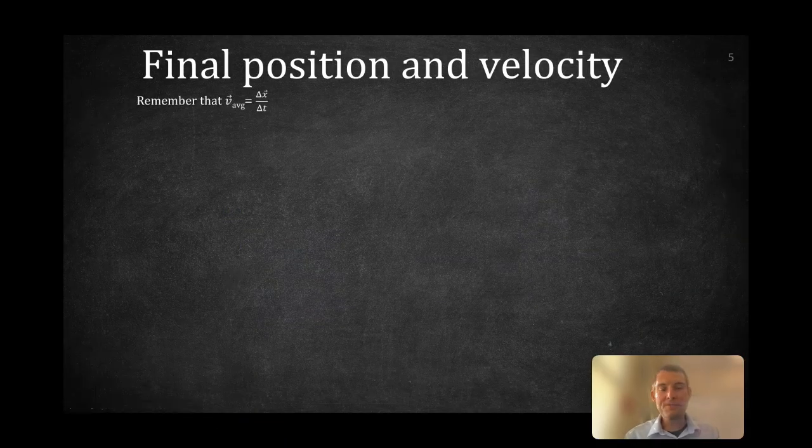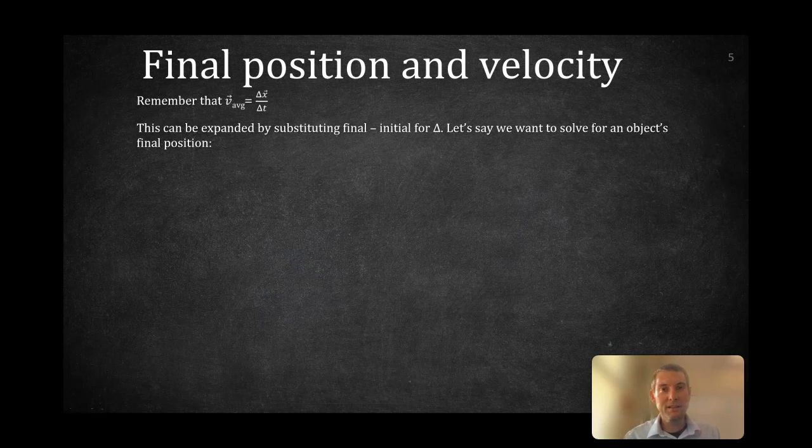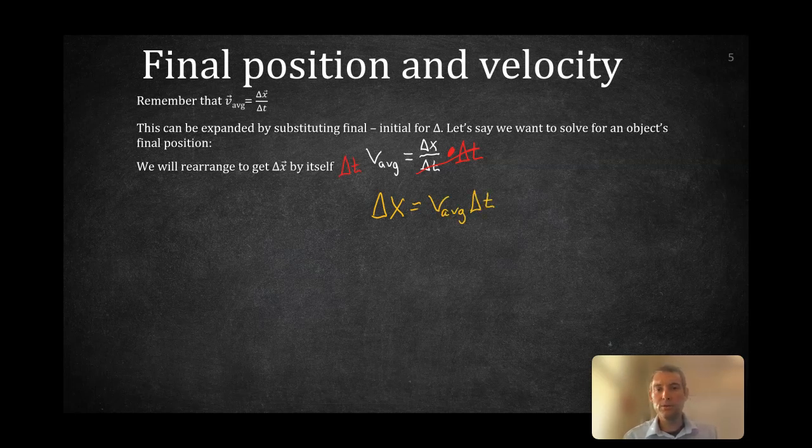So remember that our average velocity is our displacement over time. This can be expanded because that delta, remember, means final minus initial. So let's say we want to solve for an object's final position. We're going to rearrange the equation to get delta x all by itself. To do that, we're going to multiply by time on the right side. If we do something to the right side, we have to do it to the left side to keep that equal sign. Then our displacement equals our average velocity times the change in time, or the time interval. Now we can expand out that delta. The final position minus the initial position equals our average velocity times the final time minus the initial time.